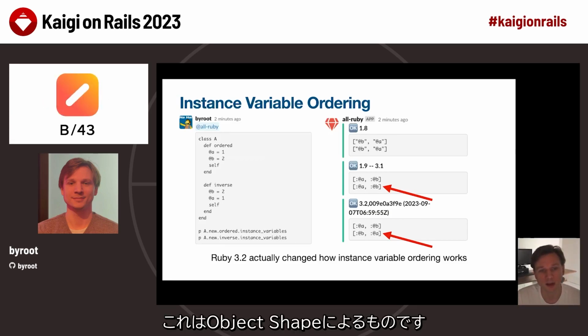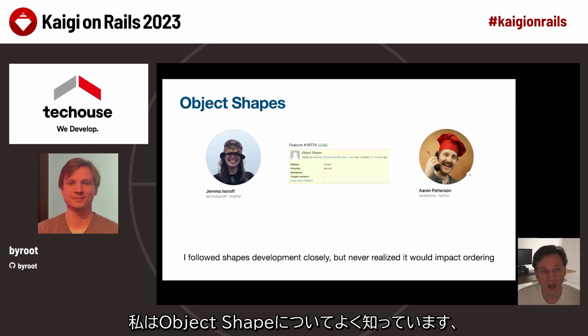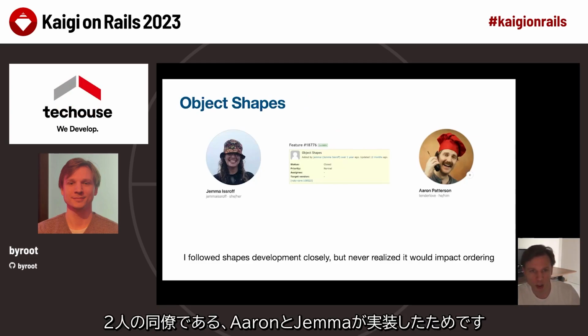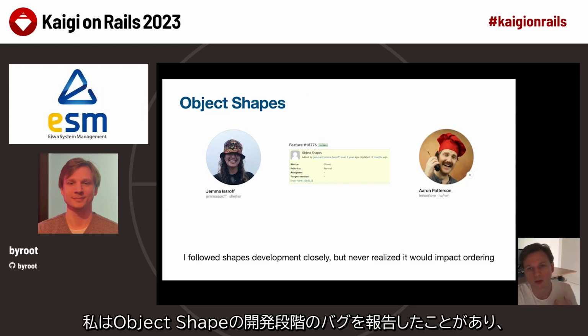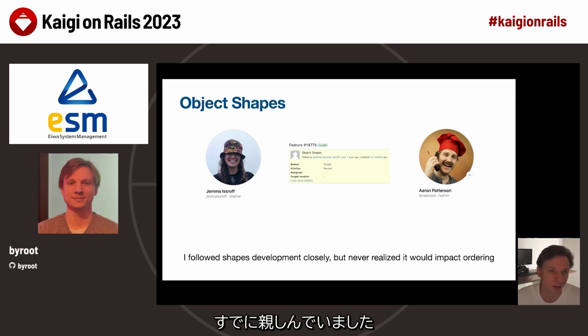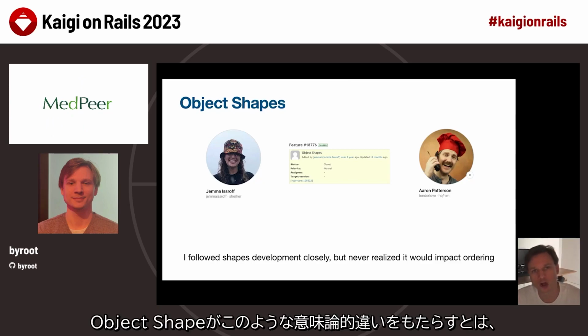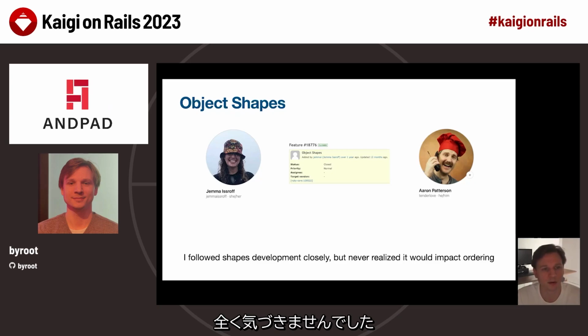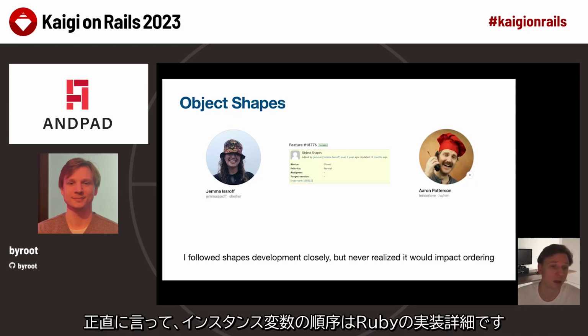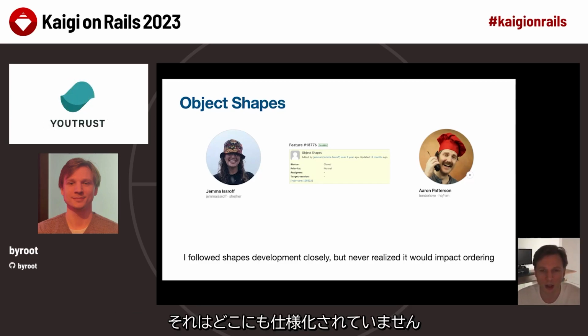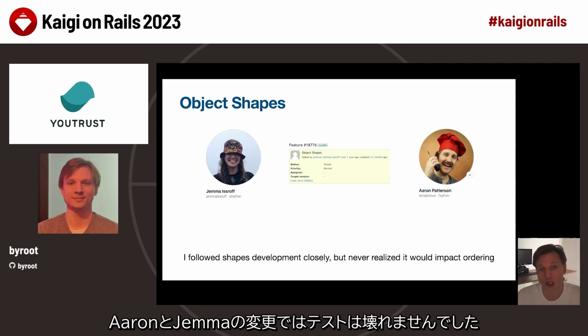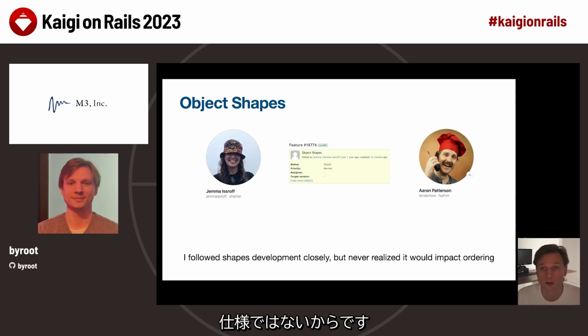This was caused by the introduction of object shapes. I happen to know object shapes pretty well, given they were implemented by two of my teammates, Aaron and Jemma. I reported a few early bugs to them, so I had to dabble in it quite a bit. But until I worked on these Rails bugs, I never realized that shapes would cause this semantic difference in Ruby. But to be honest, the instance variable ordering in Ruby is an implementation detail. It's not specified anywhere, it can change at any time. And Aaron and Jemma changed it and didn't break any tests because, well, it wasn't specified.